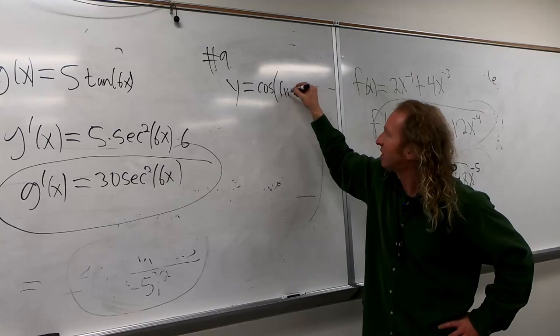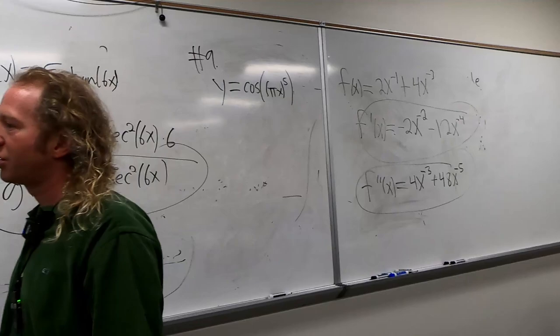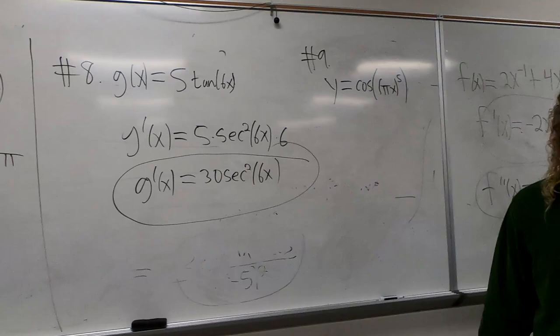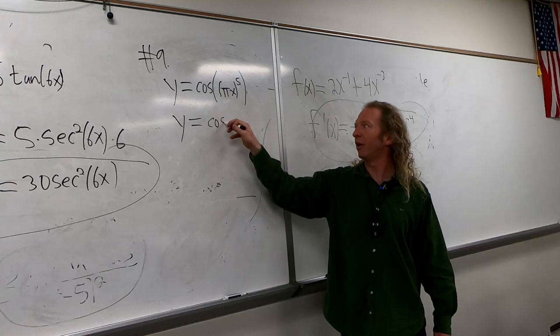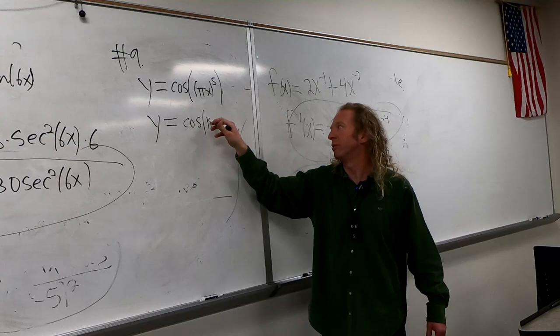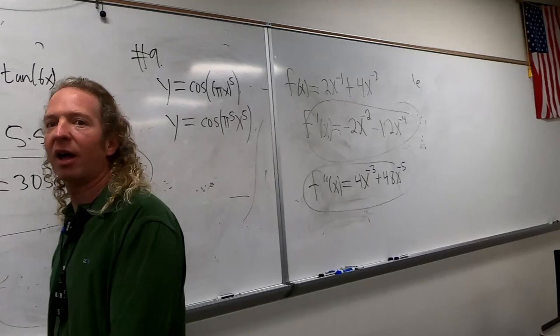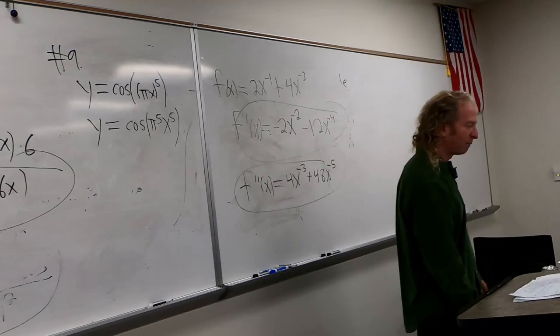Okay. So you could just take the derivative, or you can do a little bit of rewriting before you do it. Let's maybe do a little bit of rewriting. We can raise each of these pieces to the 5th power on the inside. So it's still y. So this is cosine of pi to the 5th, x to the 5th, right? Pi to the 5th, x to the 5th. Boom.